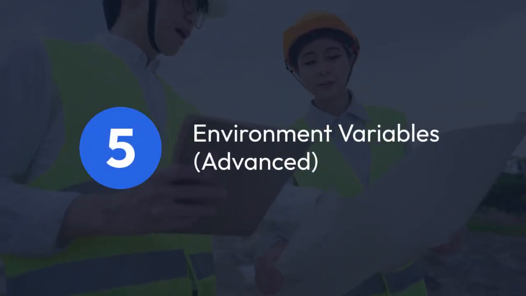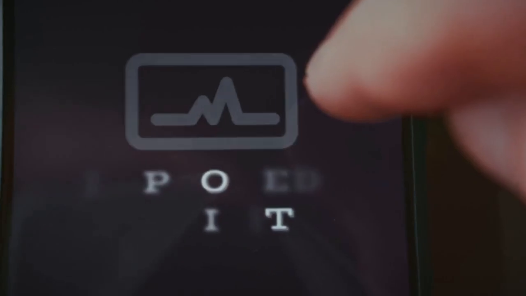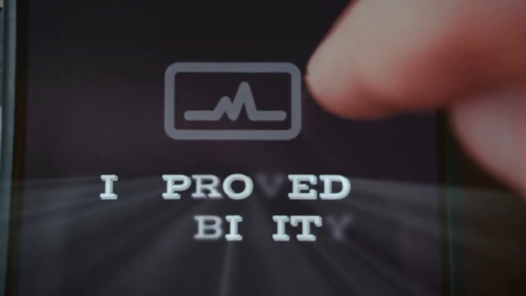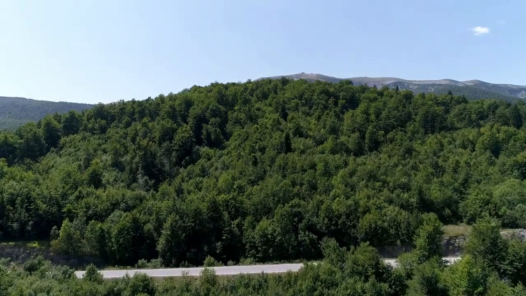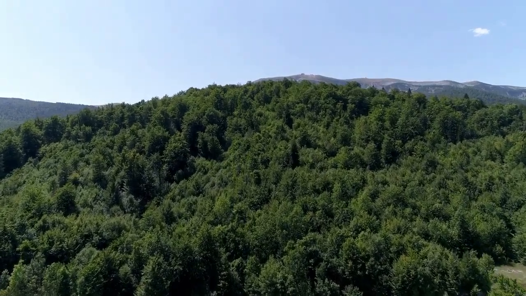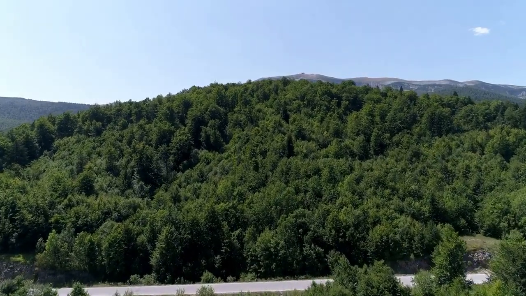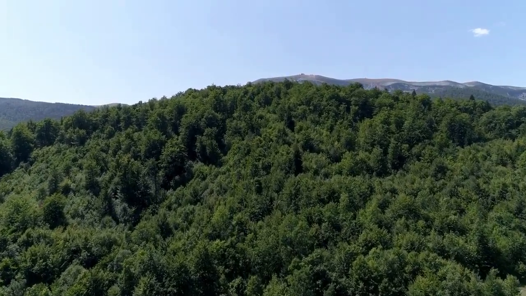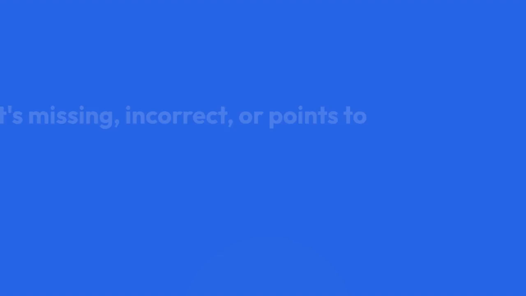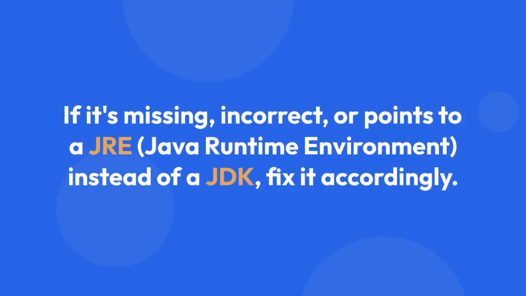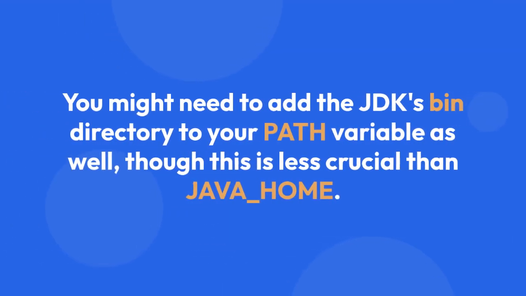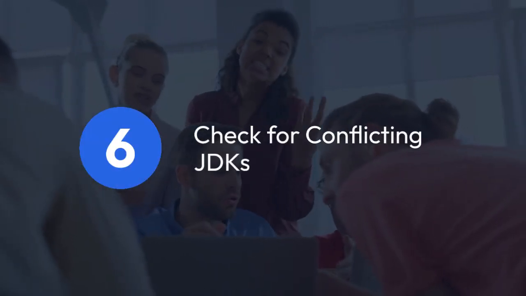5. Environment variables, advanced. In some cases, the problem lies in your system's environment variables. Search for environment variables in your operating system settings. Check if you have a JAVA_HOME variable set correctly, pointing to your JDK installation directory. If it's missing, incorrect, or points to a JRE, Java Runtime Environment, instead of a JDK, fix it accordingly. You might need to add the JDK's bin directory to your path variable as well, though this is less crucial than JAVA_HOME.